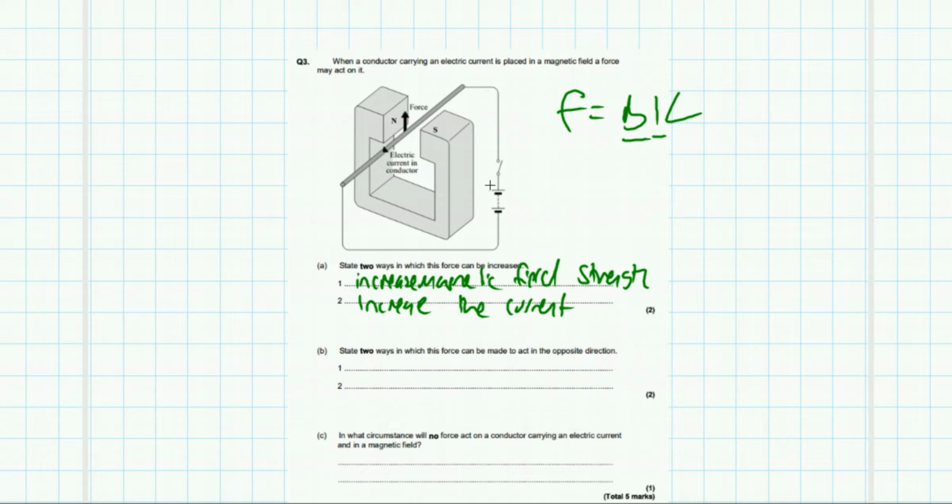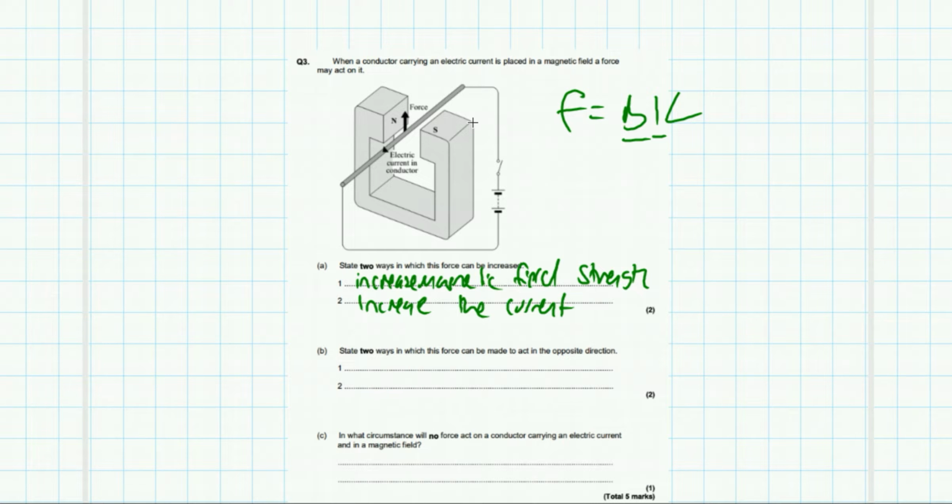And you could say, for example, increase the voltage, etc. That would count, but just saying increase the current is enough to get the mark. It's just saying 2 ways that you can do it. State 2 ways in which the force can be made to act in the opposite direction.